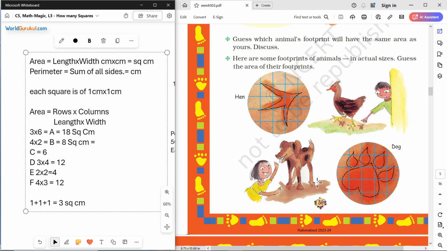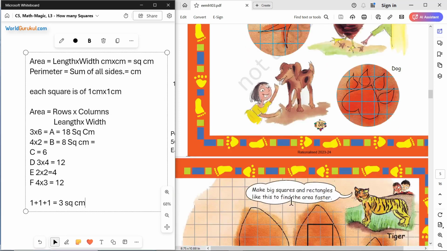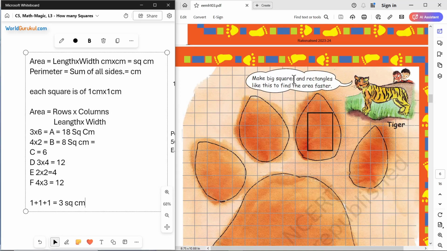So I'll give some hints and clues. On the first row, this block, this square can be ignored as it's less than 50%, and below also can be ignored, but the below one is nearly 50%, so you count it as a 1, like that. Okay, let's move to the next. Make big squares and rectangles like this to find the area faster.